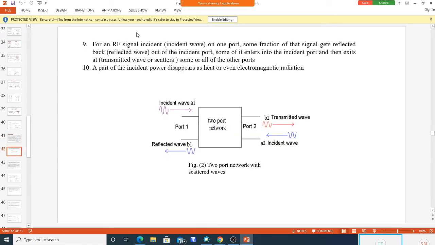So for an RF signal incident on one port, some fraction of the signal gets reflected out of the incident port. Some enters through and exits at the other port. A part will be reflected like this, and a part will enter like this, which is the transmitted wave. A part of the incident power dissipates as heat. So a part will reflect, a part will be transmitted, but a part may also be dissipated in the network. That is because of the loss in the network.